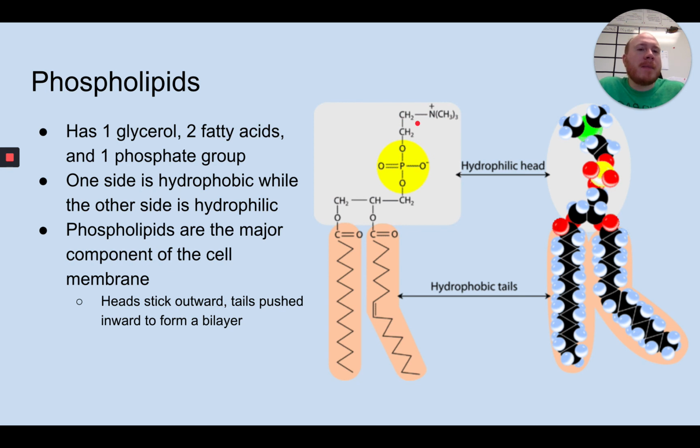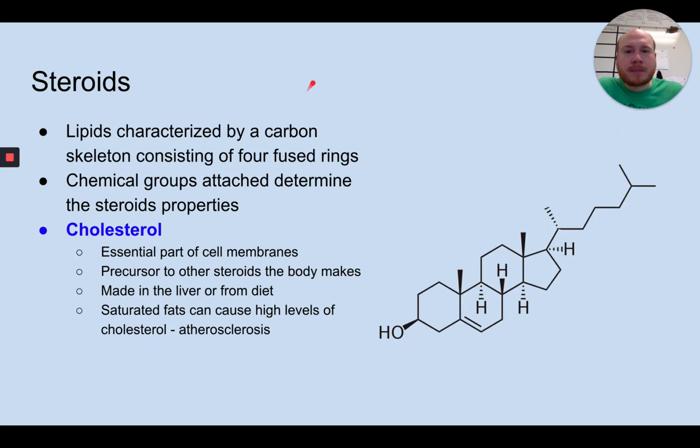And so what's going to happen is when you put a bunch of phospholipids in water, the tails all come together and form a barrier, while the heads stick on the outside, and they create this area that likes water. And so it just naturally forms a shell. Phospholipids are the major component of the cell membrane. The heads stick outward and the tails push inward. And we'll talk even more about this when we talk about the fluid mosaic model during the cell unit.